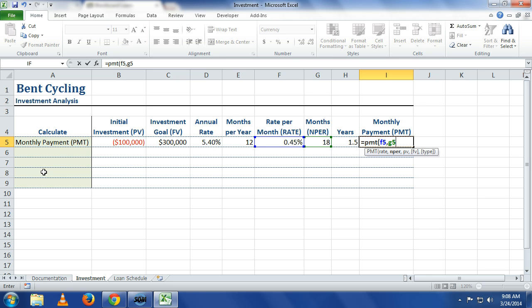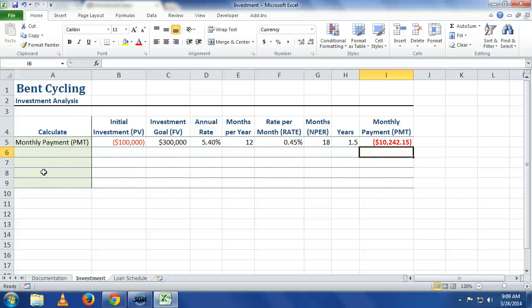The investment or the present value is B5. And what I want to get to is C5. I hit enter, and I get $10,242.15. What that represents is the amount of money that, and see it's negative because it's an outflow for my company, I must invest every month for 18 months at 5.4% interest if I start out with 100,000 to get to 300,000. So that tells Diane how much she needs to pay to start out with 100,000 to get to 300,000.